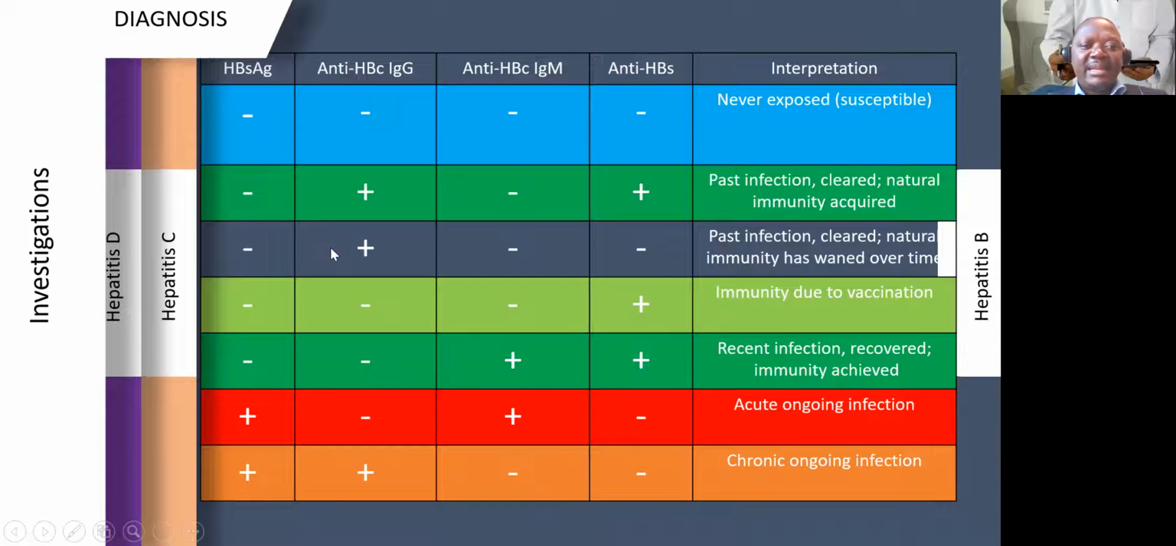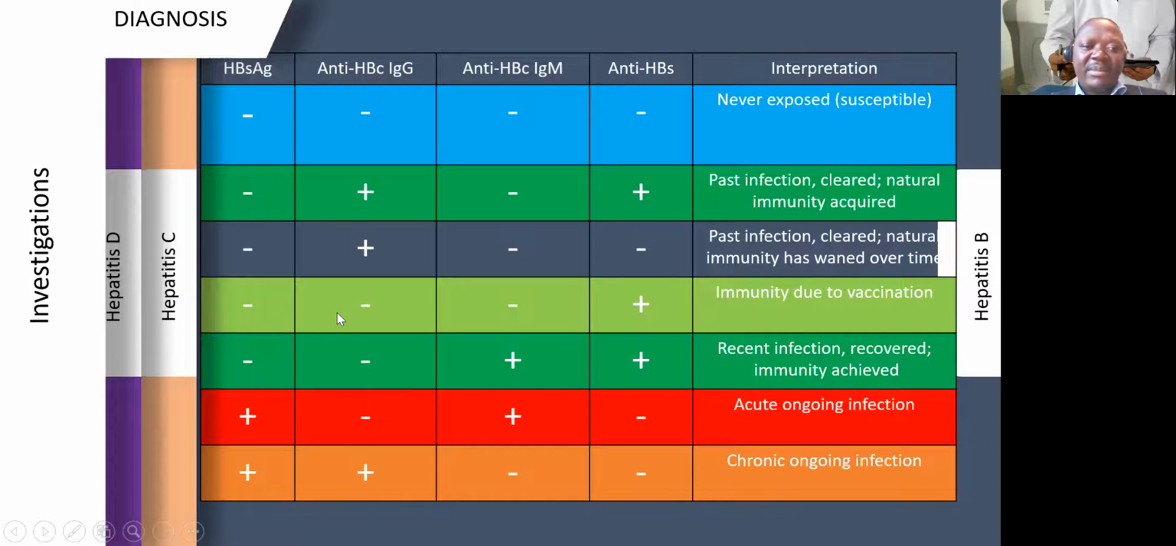The third line, also negative surface antigen, they have the core antibody, but there's no anti-HBs, which is confusing, very confusing. But this is the explanation. They have had past infection, they have cleared it, but the natural immunity has waned over time. And so sometimes you may need to do HBV DNA to find out or go ahead and give a booster dose.